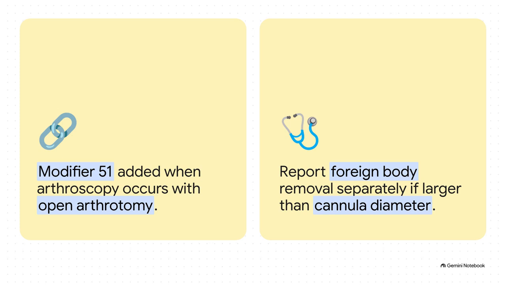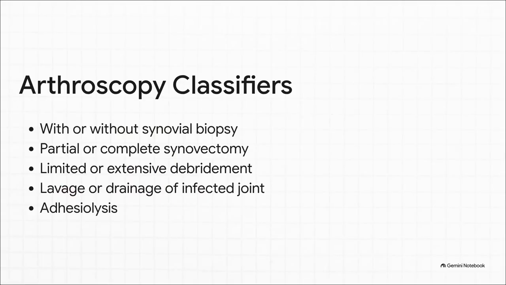For instance, what happens if a surgeon starts out with an arthroscopy, but then has to open the joint, converting it to an arthrotomy? When open and endoscopic procedures happen concurrently like that, you append modifier 51 to indicate multiple procedures. Then there's the famous loose body or foreign body exception. You can only separately code for an arthroscopic foreign body removal if the documentation explicitly proves that the object's diameter was literally larger than the arthroscopy cannula itself, which means the surgeon had to enlarge the portal or use specialized retrieval maneuvers.